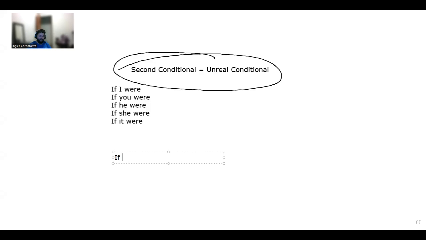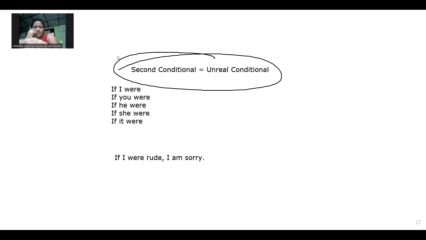Because, guys, if I said, if I were rude, I am sorry. Now, is this correct? Can I say if I were rude, I'm sorry? No. Why not? Because the second clause should be present conditional. Yeah, this is a mixed conditional, right? But the mistake here is that I can't say if I were rude. I need to say if I was rude, I am sorry.